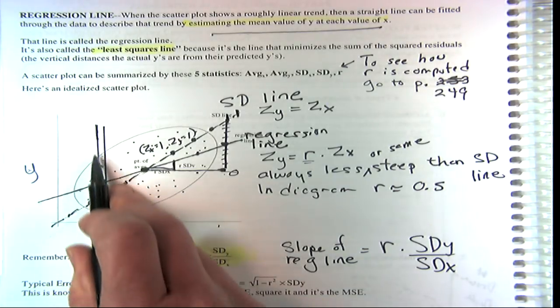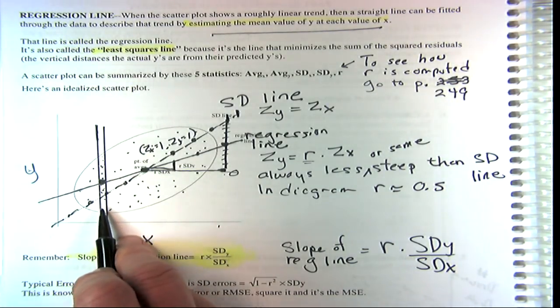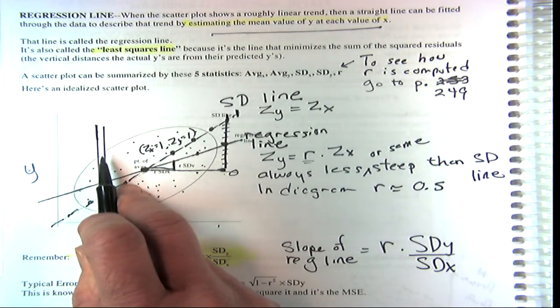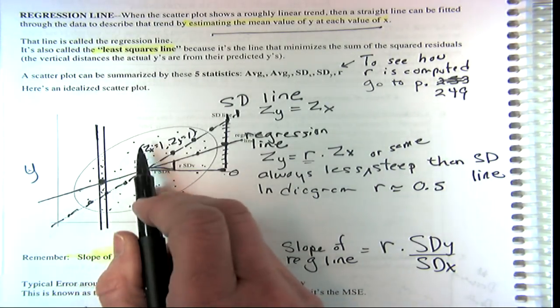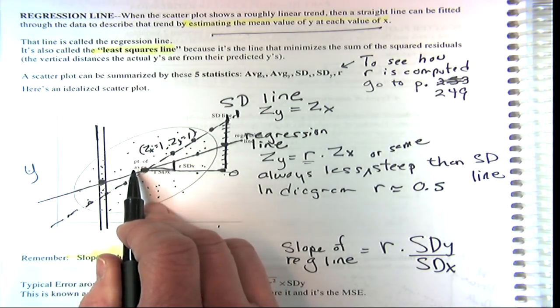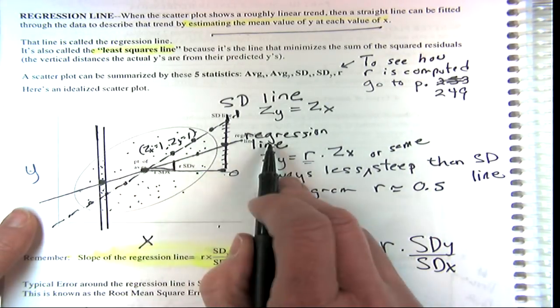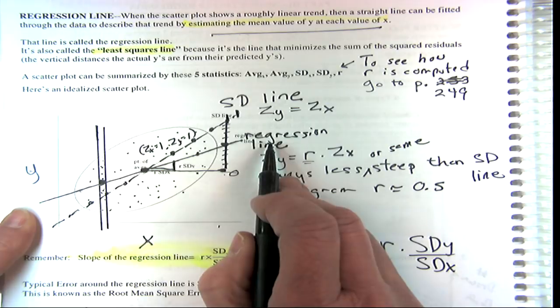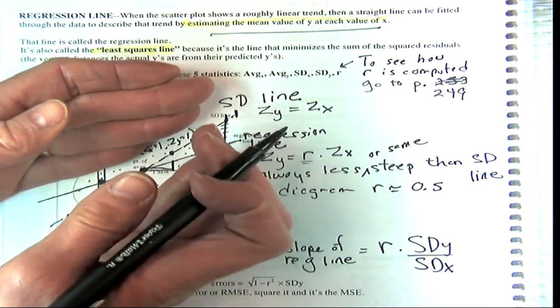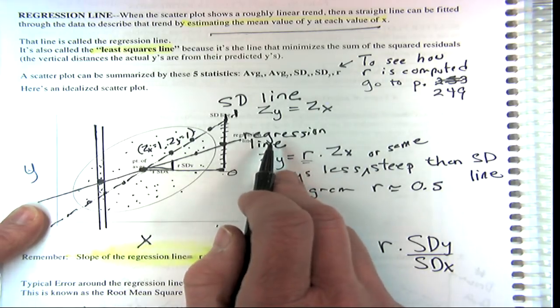And what is the average of all those distances? If you took every single actual point, looked at how far it was from its predicted value, and averaged them all together, because of the way the regression line is drawn, you'd get 0. Because the positives and negatives would cancel out. That's the way that we made the regression line.